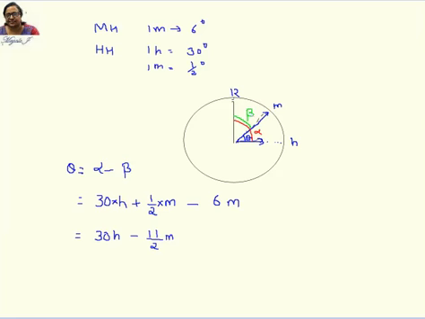In that case, we have to go for, somebody has entered, just 1 minute.